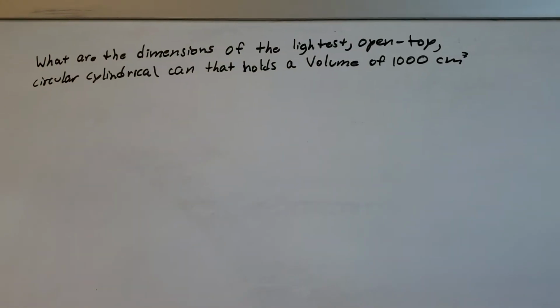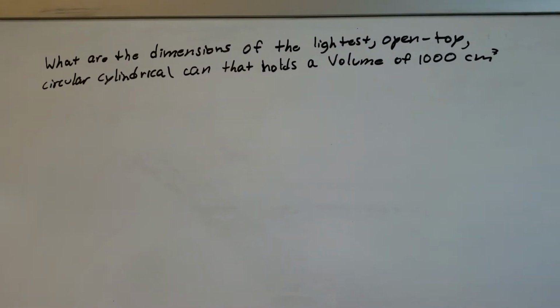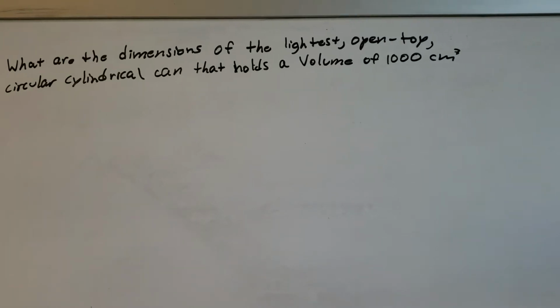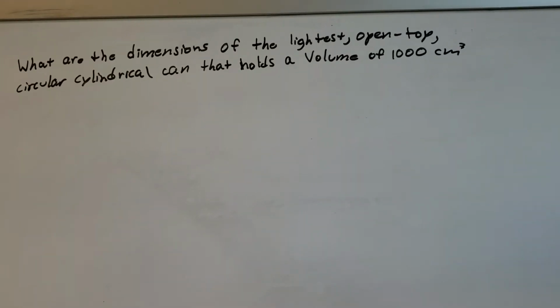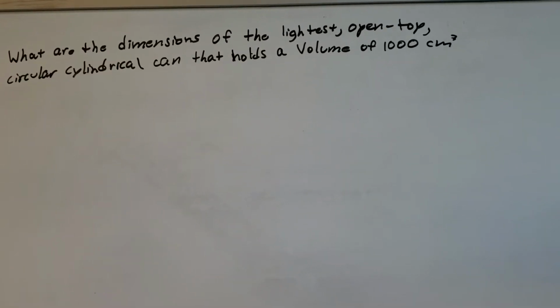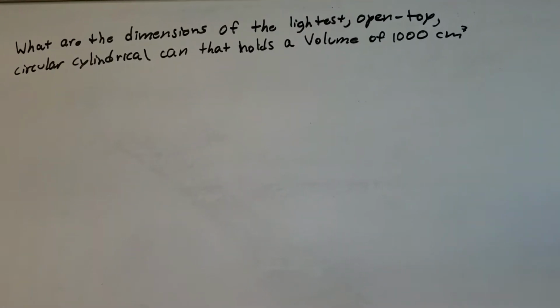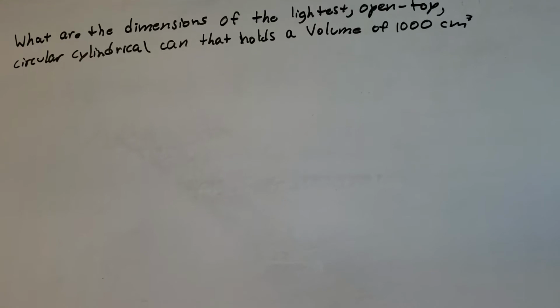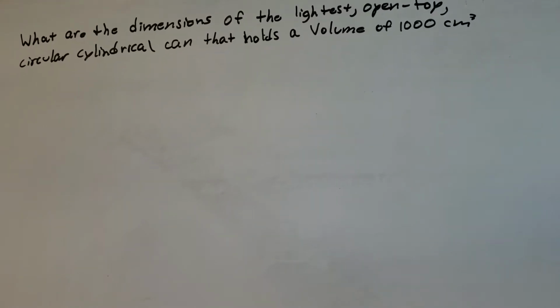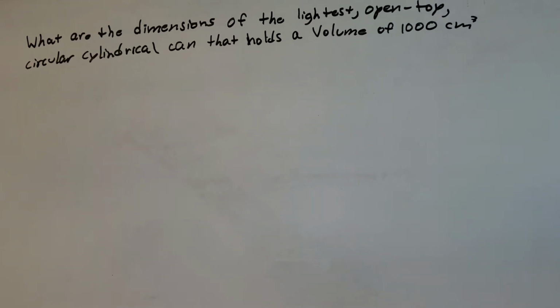Alright, so today we're going to do another applied optimization problem. This one has to deal with a cylinder. The question is asking us, what are the dimensions of the lightest open top circular cylindrical can that holds a volume of 1,000 cubic centimeters?